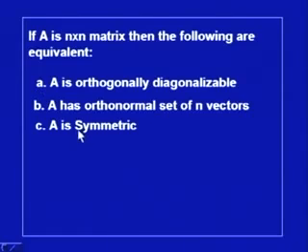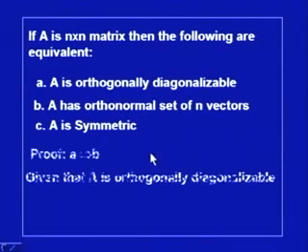So, a number of things have to be proved if this theorem is to be proved. We will do them one by one. The first step is that if A is orthogonally diagonalizable, then it will have an orthonormal set of n vectors. So, that is A implies B. Given that A is orthogonally diagonalizable, we have to prove that it has a set of n orthonormal vectors.